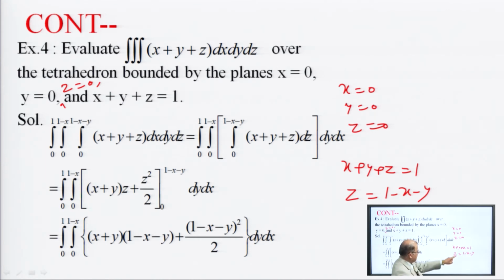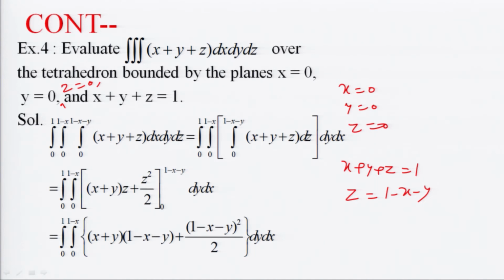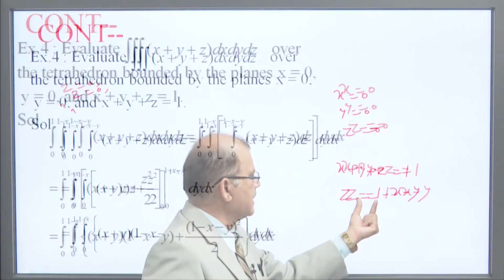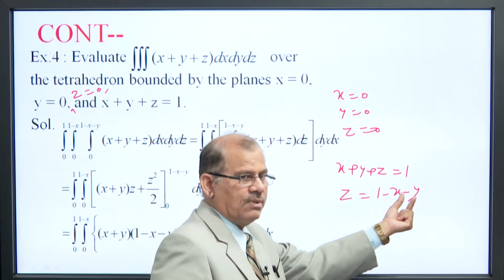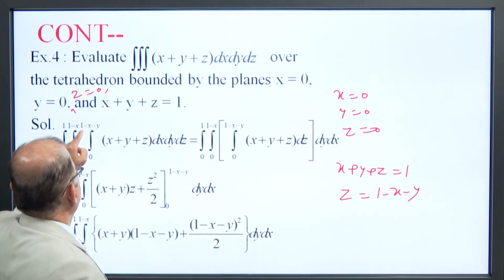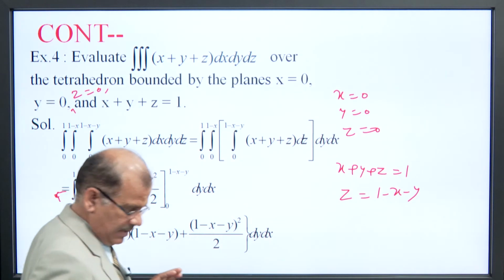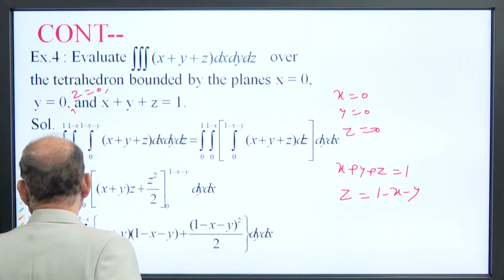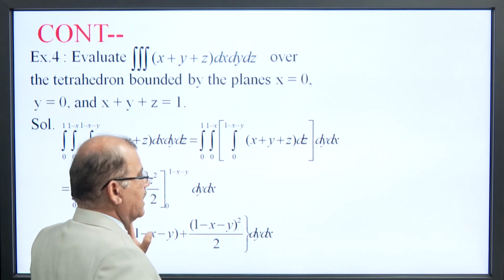x is equal to 0, y is equal to 0, z is equal to 0 means the lower limit of x is 0, y is 0, z is 0. The upper limit is obtained from the surface of the plane x plus y plus z is equal to 1. Find the value of z: z is 1 minus x minus y, which is the upper limit of z. We have completed the limit of z.